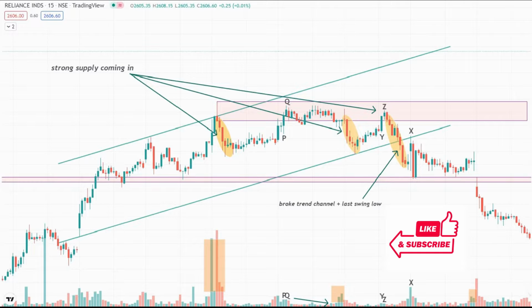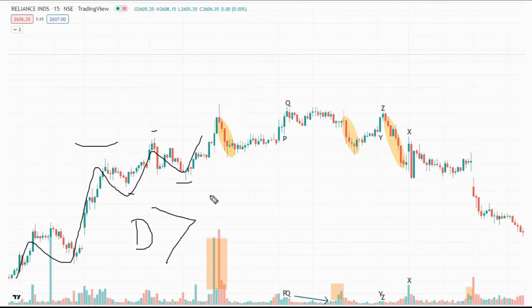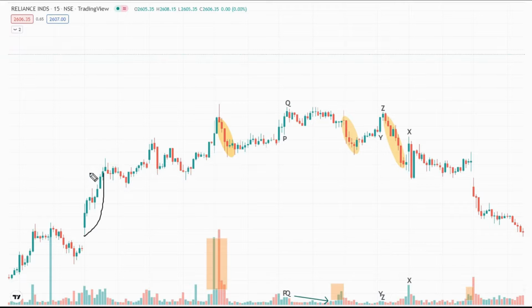So let's start. First, see, Reliance Industries was in a very strong uptrend, continuous higher high, higher low formation. Okay, so this is indicating that demand is very strong than the supply. That's why prices are moving up aggressively towards the upside.